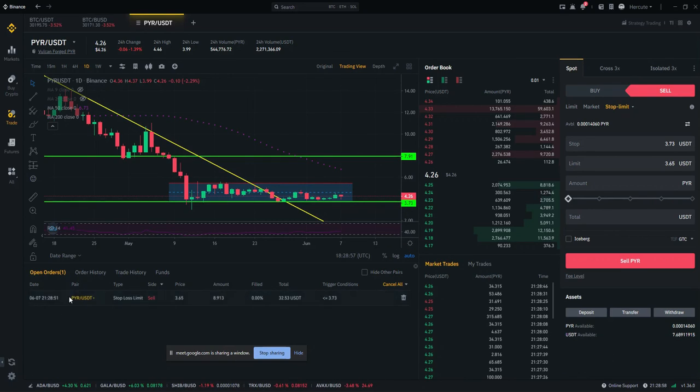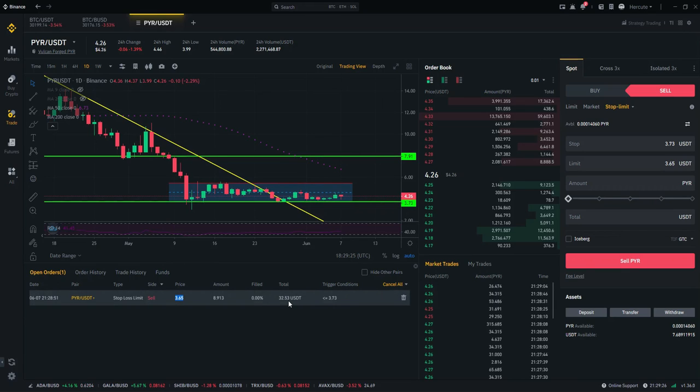Now look at this order. This is a PYR USDT order, and it's a stop loss limit, or you can call it sell stop limit. We want to sell at the price of 3.65, and the amount that we are selling is 8.913. The order hasn't been filled yet. The total amount of money we are going to receive back is 32.5.